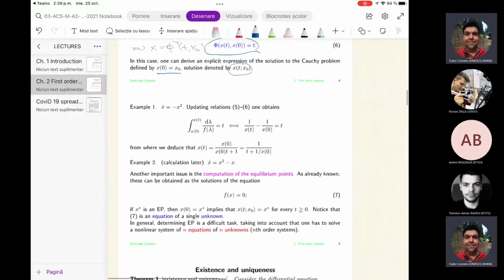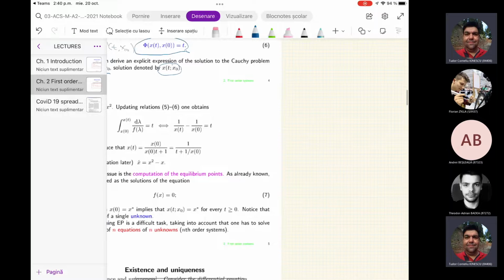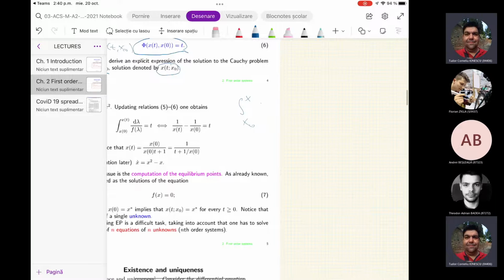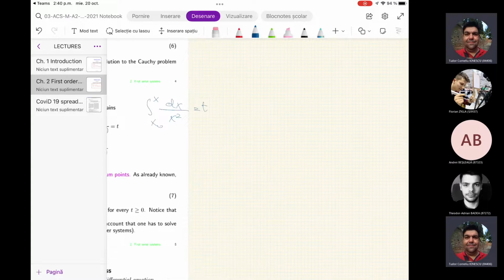Example. We have x dot is minus x squared. You just separate the variables, so you get the integral from x0 to x of dx over x squared equals time. The integral of x to the power minus 2 is x to the power minus 1, so it's 1 over x between x0 and x.